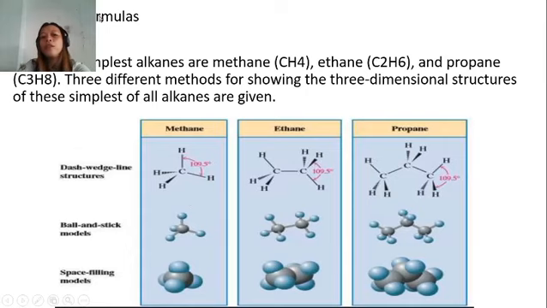For the structural formulas, the three simplest alkanes are methane, which is CH4, ethane, C2H6, and propane, which is C3H8. Three different methods for showing the three-dimensional structure of the simplest of all alkanes are given. This is for our methane, all single bonds, and it contains 4 hydrogen atoms. And then, for our ethane, single bond, C2H6.